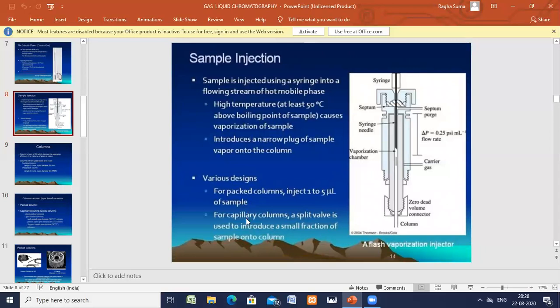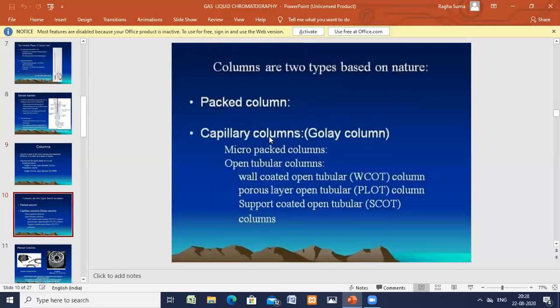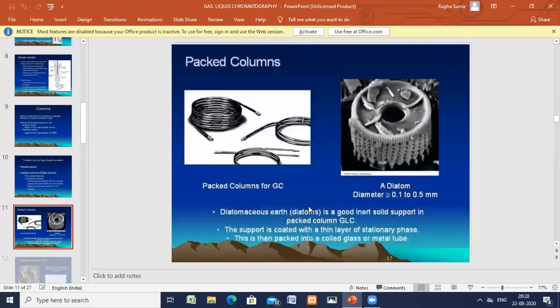Here, packed column and capillary column. Again, in the capillary column you have micro-packed and open tubular columns. Again this open tubular column: wall-coated open tubular column, porous layer open tubular column, supported coated open tubular column.